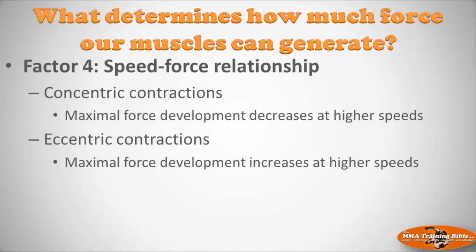So there is a relationship between the speed that you're moving during those concentric or eccentric contractions and how much force you can actually generate in the muscle. Now, this is going to seem kind of counterintuitive to you, but we'll try to walk you through it. During a concentric contraction, let's use the example of a bicep curl, maximal force development decreases at higher speed. The faster you move through that bicep curl, the lower the maximal force development. When you're moving really, really fast, less force is being developed.